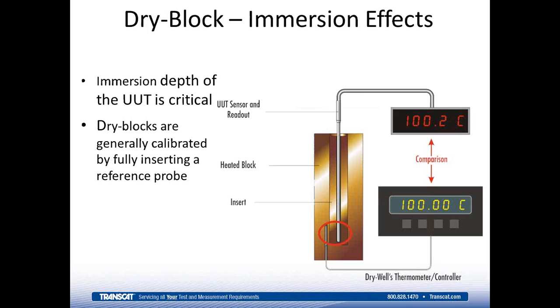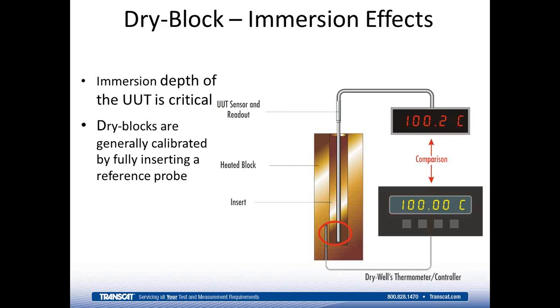So when we talk about immersion effects, basically talking about the immersion depth of a UUT, and it is very important. The way that a dry block is usually calibrated by the manufacturer is by fully inserting a reference probe into the dry well, and then taking some data about the temperatures of the dry well and providing the dry well with some calibration coefficients to create offsets based on what the reference is reading.